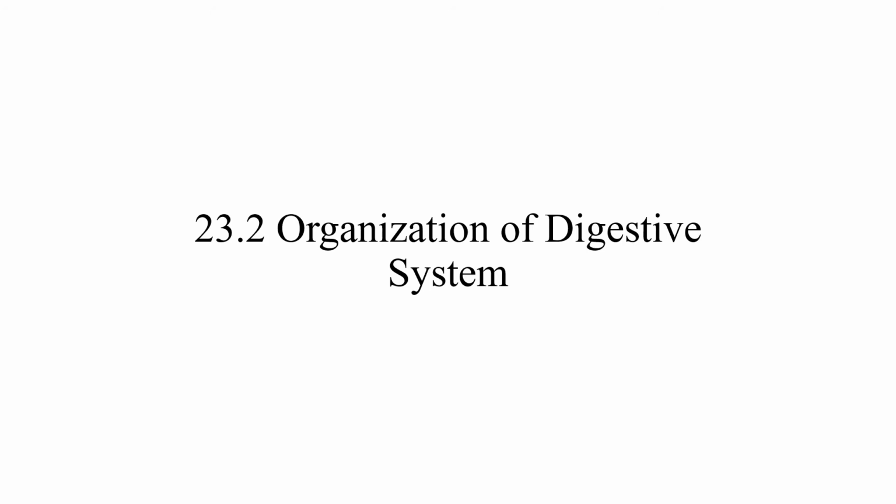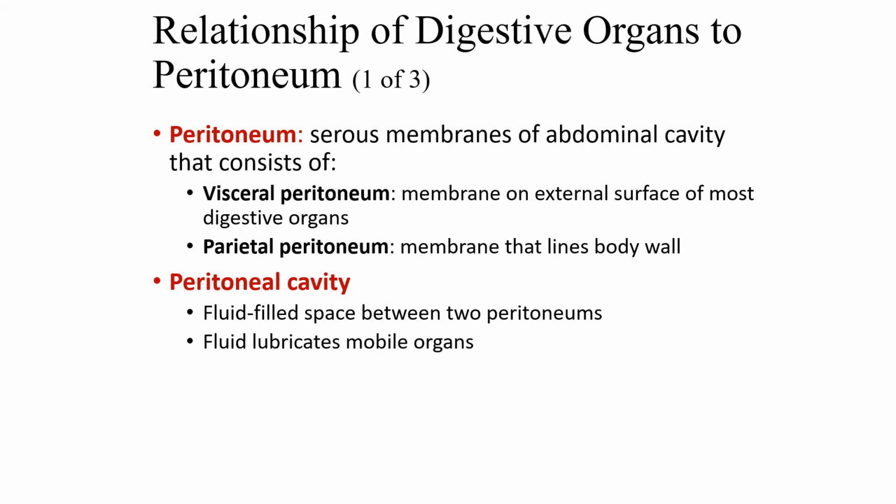So next, we're going to talk about how the digestive system is organized. We have to look at where the digestive system is situated physically in the body. It's in the abdominal cavity, and the abdominal cavity is lined by the peritoneum. The visceral peritoneum is stuck to the surface of the digestive organs, and the parietal peritoneum is stuck to the body wall.